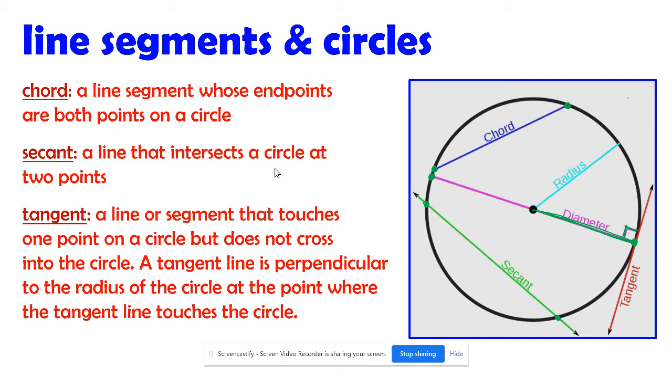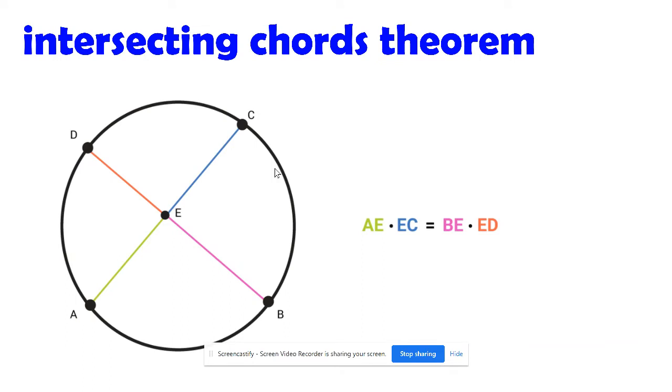All right, so these new vocabulary terms, chord, secant, tangent, are going to introduce us to some new formulas that we're going to use to find the relationships between different lines and line segments that interact with the circle. And the first one we've got is the intersecting chords theorem. And you can see that right here. We have two chords inside the circle that intersect each other.